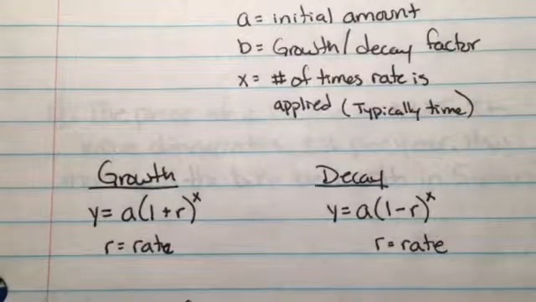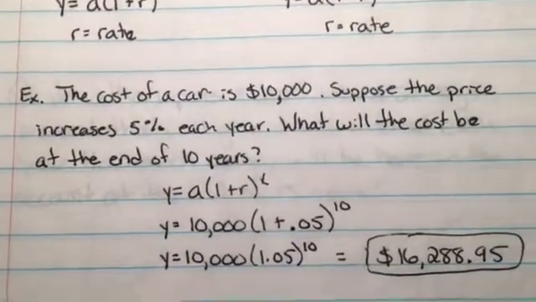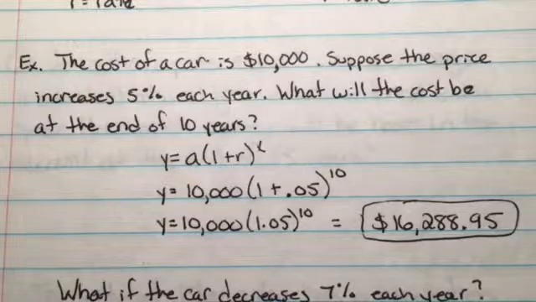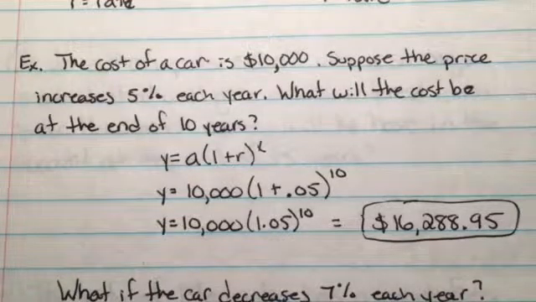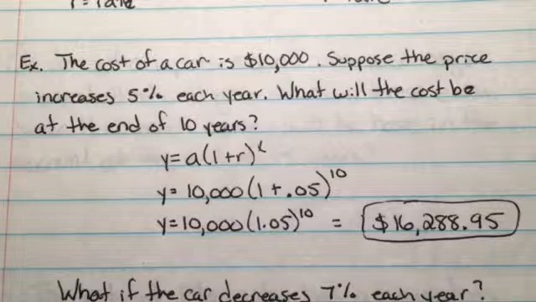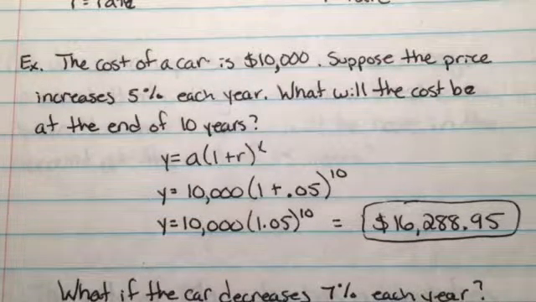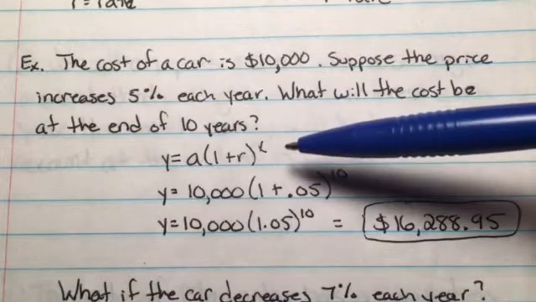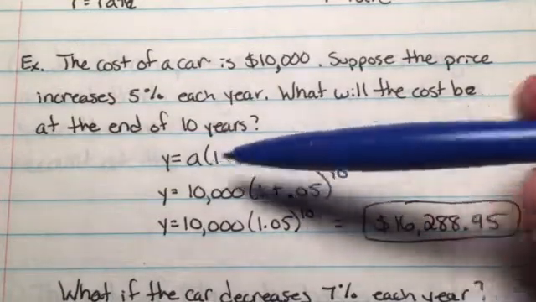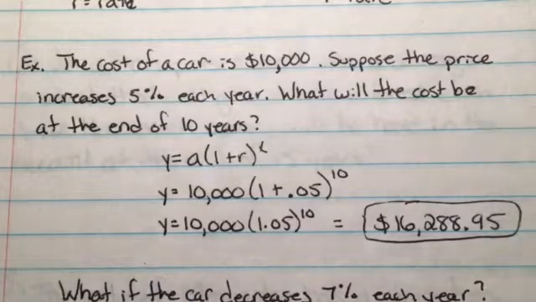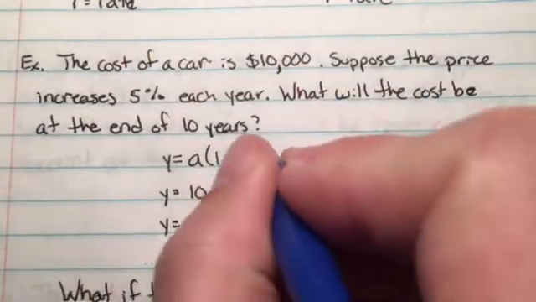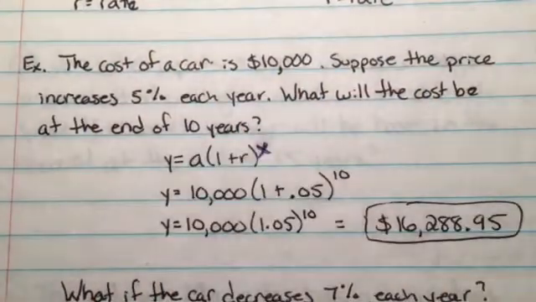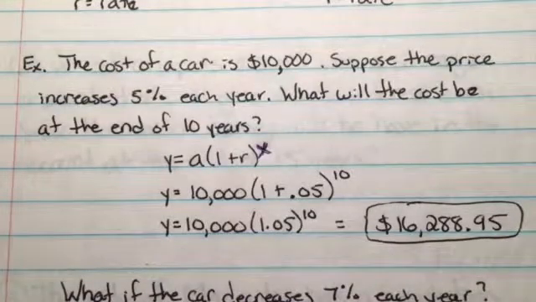Here's an example. The cost of a car is $10,000. Suppose that price increases by 5% each year. What will the cost be at the end of 10 years? Growth problem, because we're talking about the price increasing. So we have A, the initial amount, R for the rate, and then X for the number of times that it's going to compound.